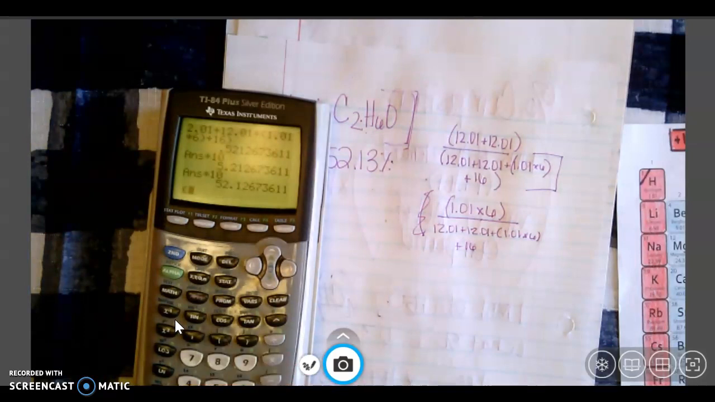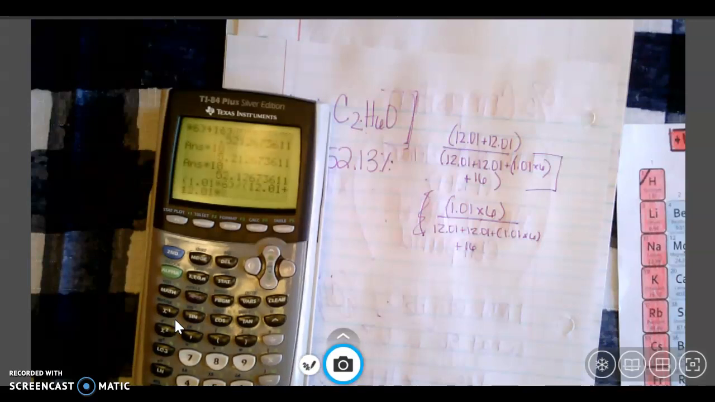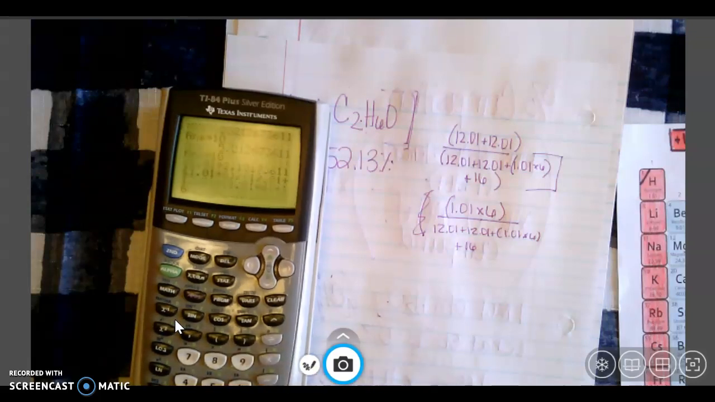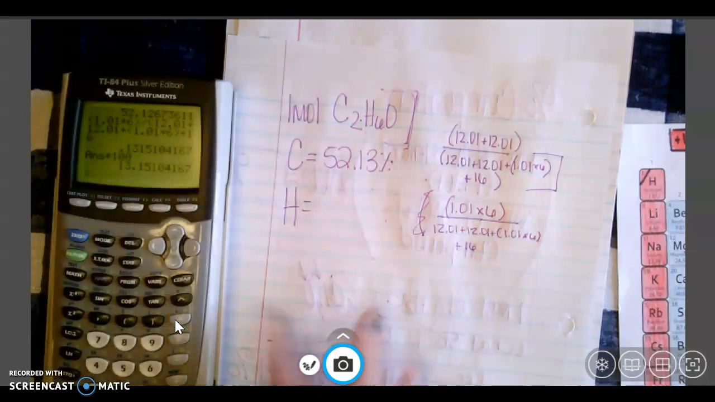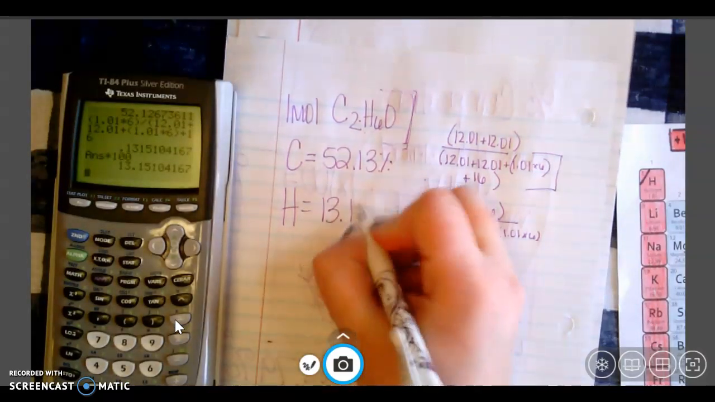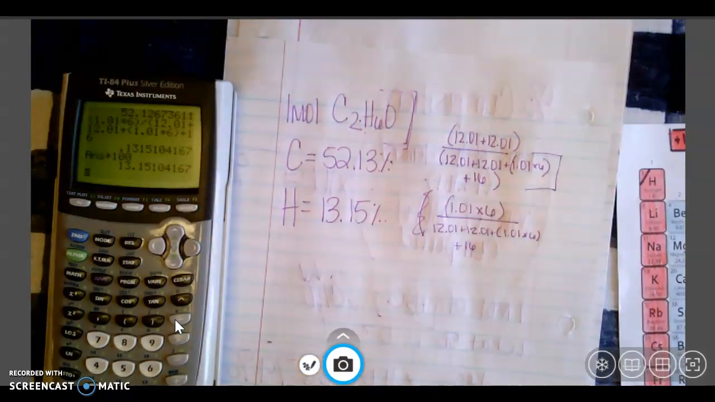So I'm going to plug that into my calculator. And I'm going to say 1.01 times 6 divided by 12.01 plus 12.01 plus 1.01 times 6 plus 16. And I'm going to hit enter. And then I'm going to hit times 100 to give me a percent. So my answer is 13.15%.